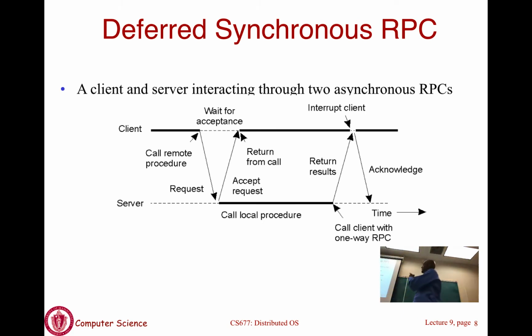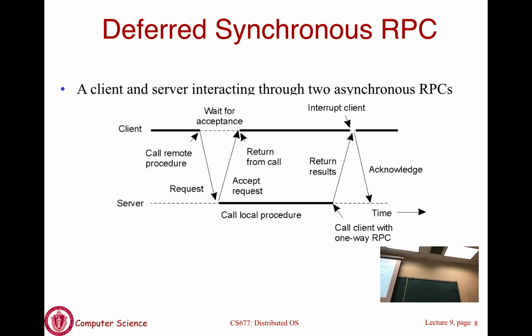Okay. This is deferred synchronous RPC, which is essentially two asynchronous RPCs in reverse. The first RPC call is to actually make the request to the server. The next RPC call comes back from the server to the client to return the result of the RPC call. So here you have again same x-axis is time, top is client. So client executes, makes the RPC request. You get an acknowledgement from the server saying RPC request has been received.